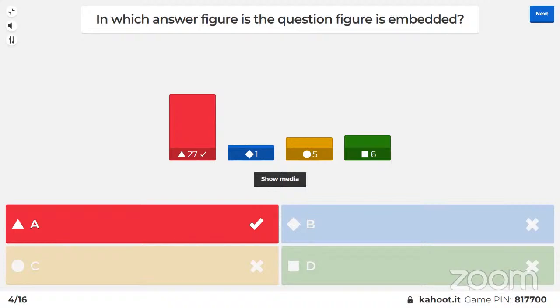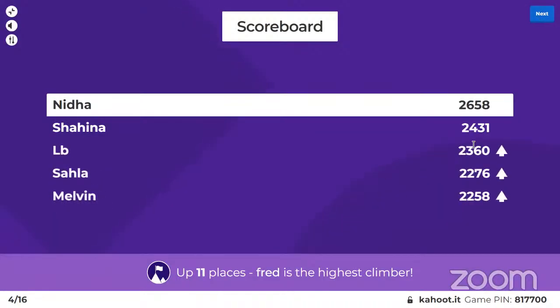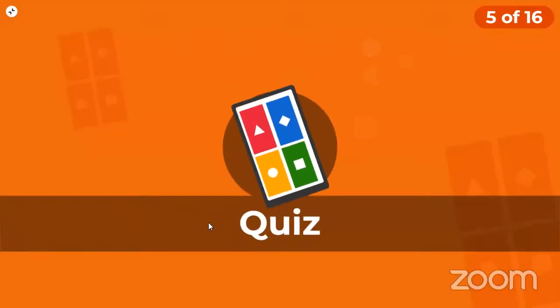Let's see the scoreboard. Nida is still on the top with 2658 points. Second, we have Shahina. Fourth, we have LB. Fifth, we have Sahla. And fifth, we have Melvin. New climber here. Fred is the new climber here, climbing up 11 places in the scoreboard. So moving on to the fifth question.